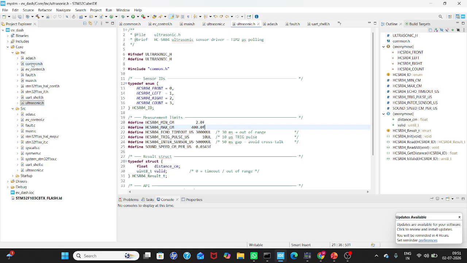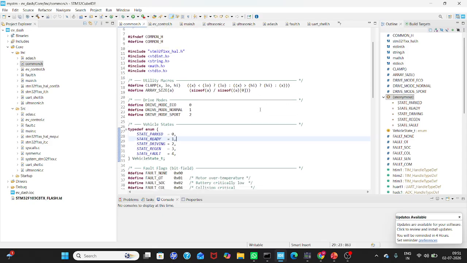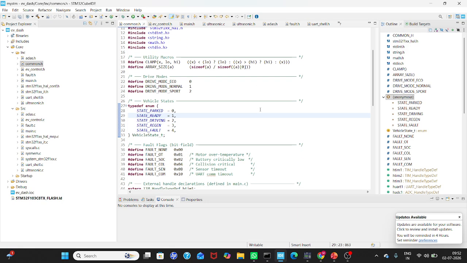Initially, here common.h, if we see this, it acts as the foundation of the project because almost every other file includes it. It imports important STM32 HAL libraries and standard C libraries like stdint.h, math.h, and stdio.h. It also defines commonly used macros such as clamp to limit values within a range and array size to calculate the number of elements in an array. In addition, it stores common constants like drive modes and vehicle states so that every module uses the same definitions throughout the project.